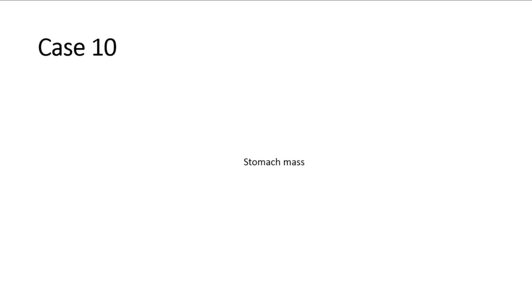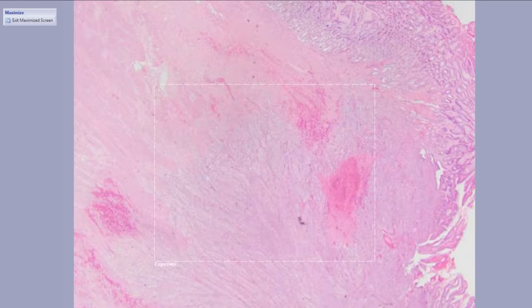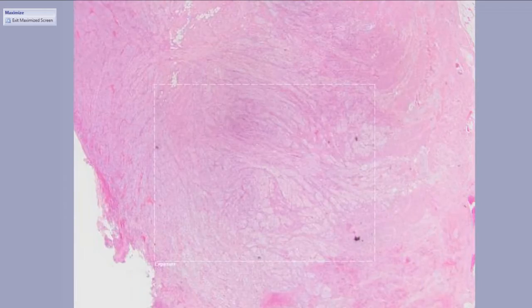Oops. Next case, formatting got a little funny there, so I guess, am I trying to say this is a tiny stomach mass? No, this is not a tiny stomach mass. This is just PowerPoint getting in on the madness. Here we have another spindle cell neoplasm. This one's much less well defined.